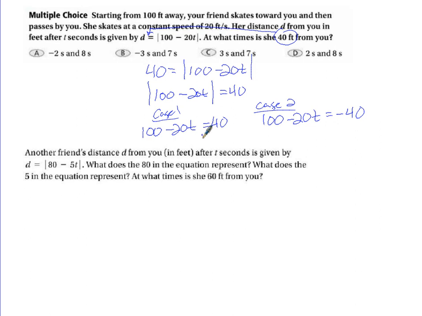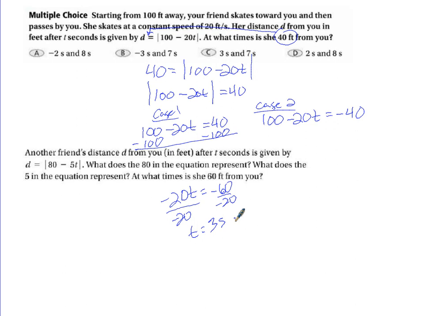Okay, so now we just need to solve these two equations. To solve this equation, we're going to subtract 100 from both sides. And that gives me negative 20t equals negative 60. Then divide by negative 20 on both sides. And we get t equals 3 seconds. So there's my first one.